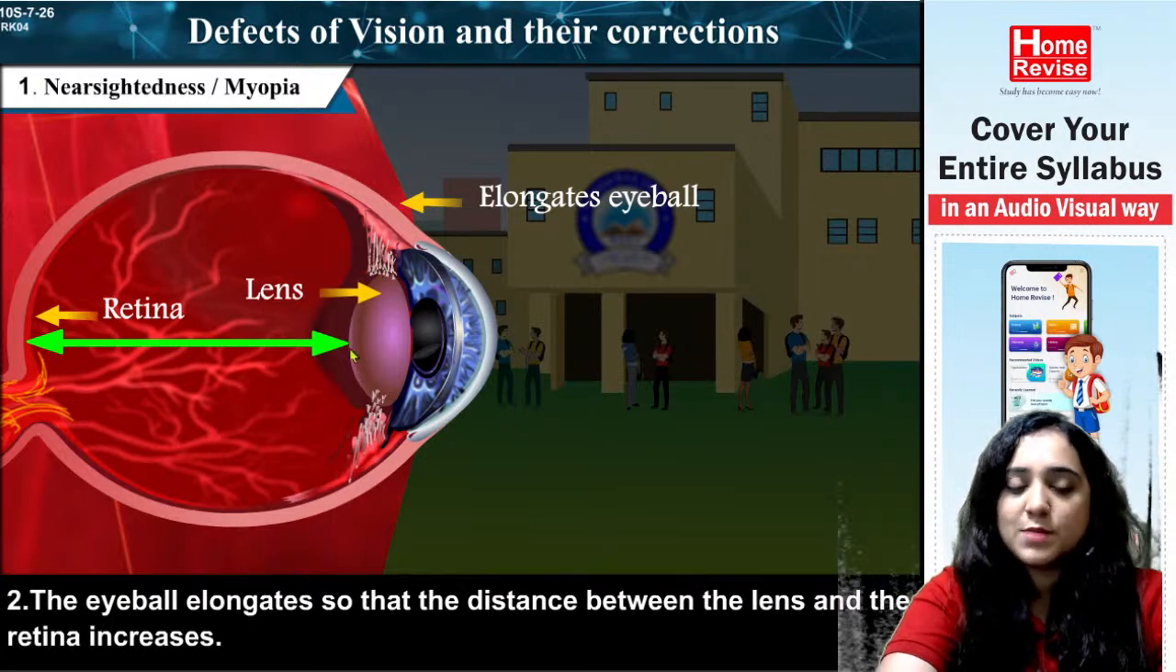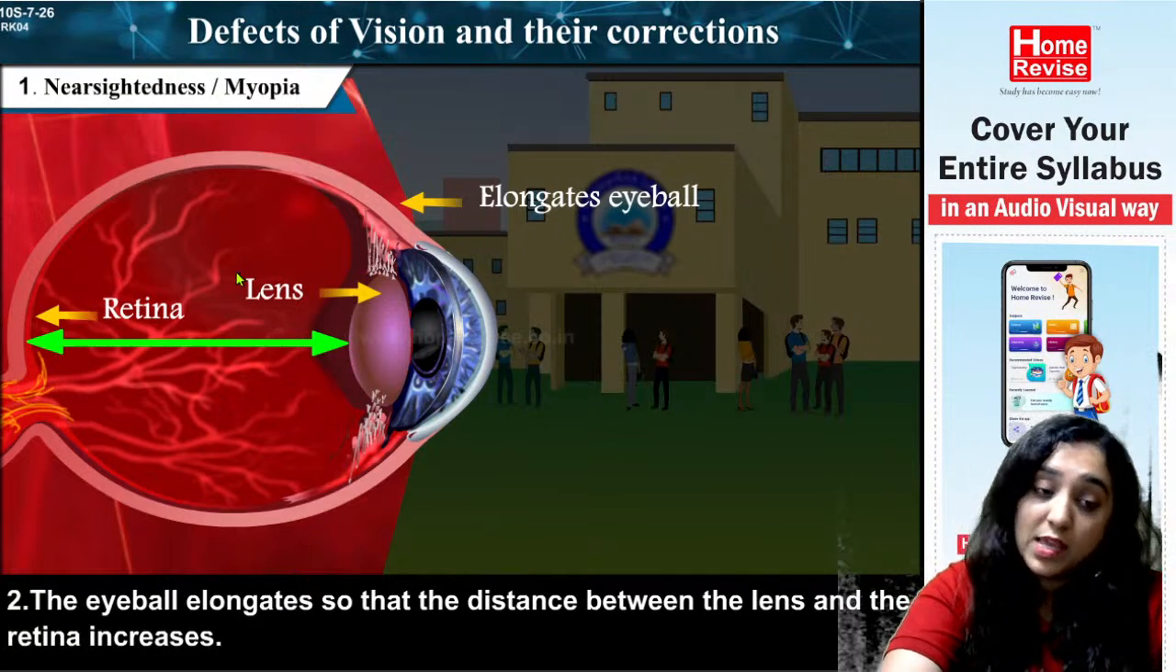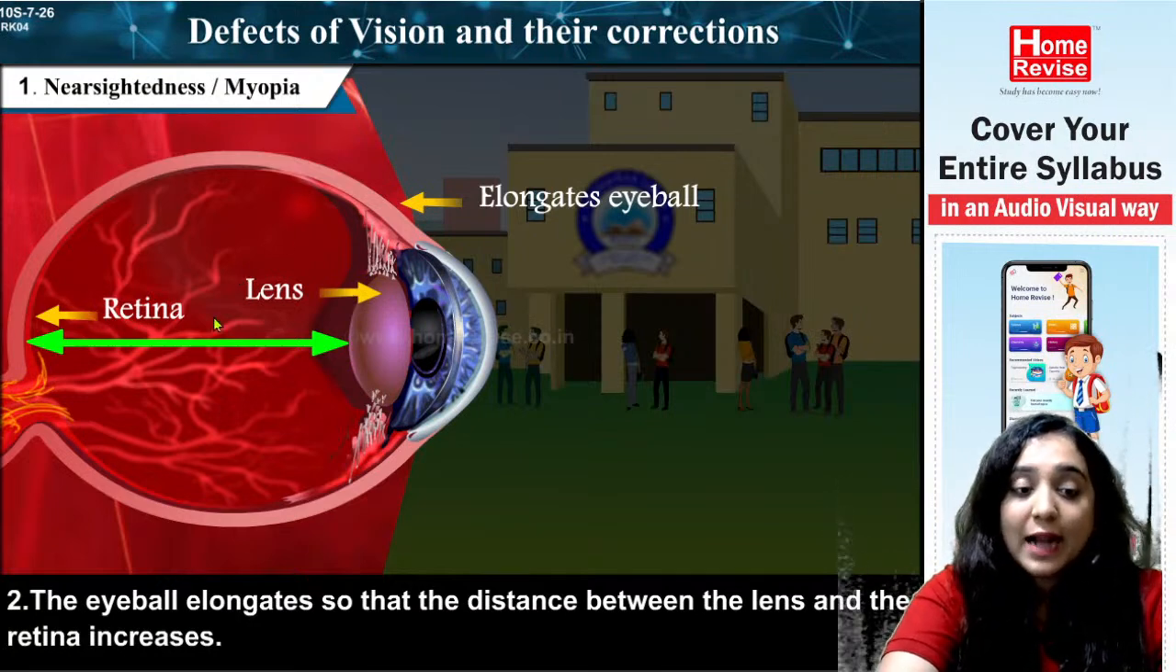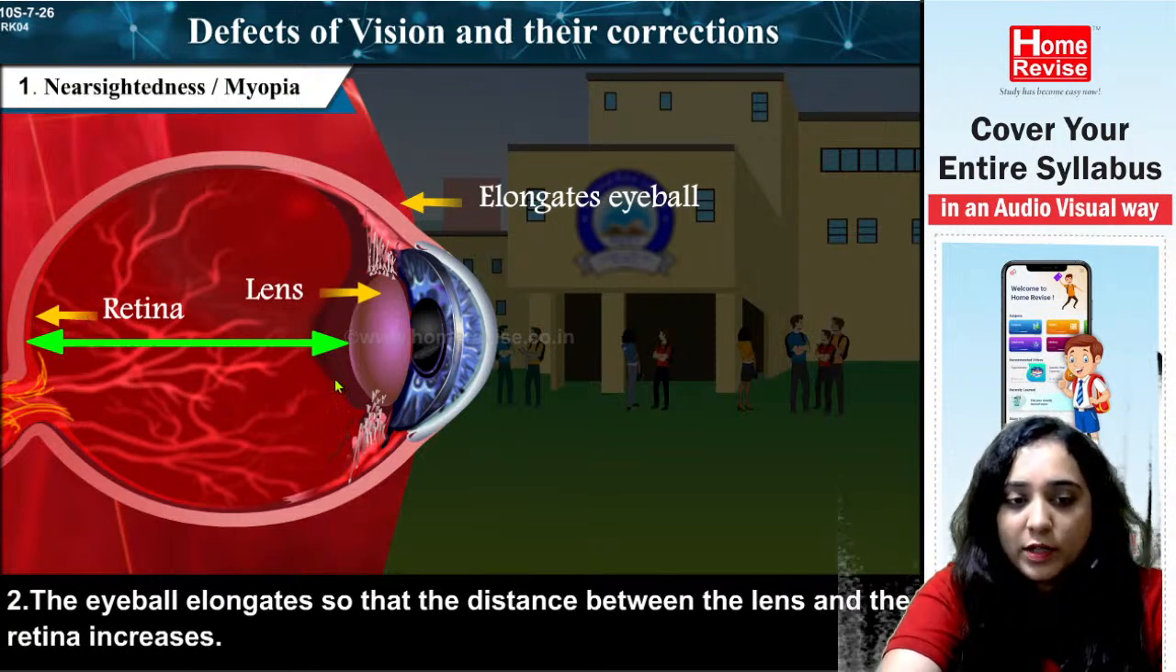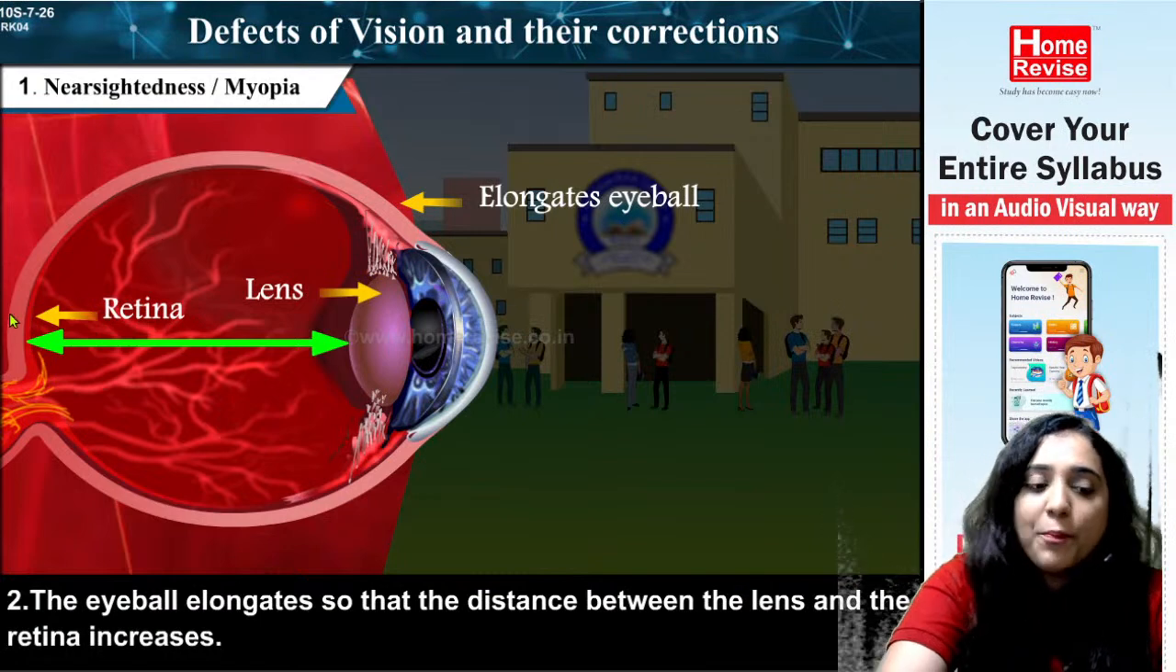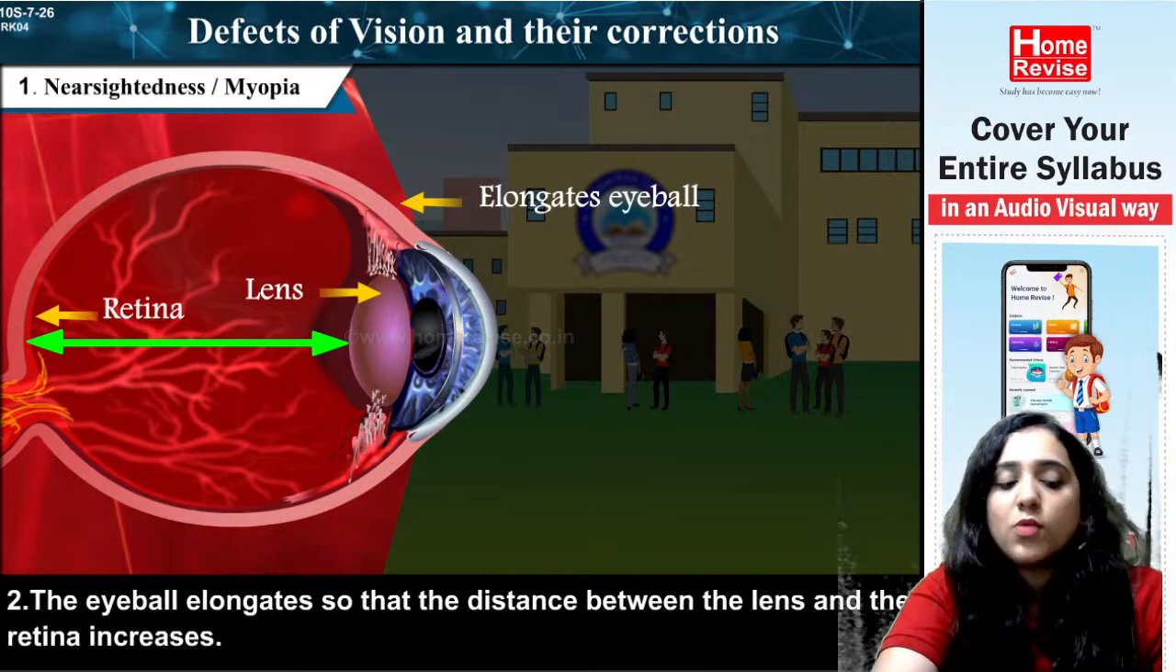Yes, so the first is because of the lens, and the second thing is that the eyeball has increased. Fine, this eye has got elongated. So because of this, the image forms correctly, it is just that the retina has gone further back. Okay, so these two can be the cases.